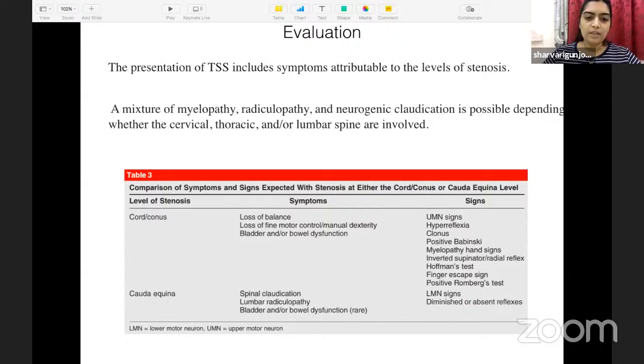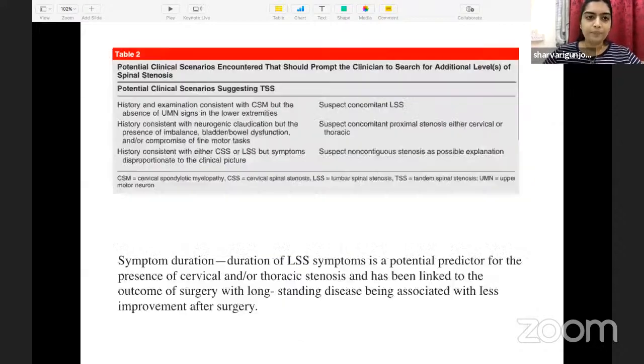So for the cord level, there may be predominantly loss of balance, loss of fine motor control, and bowel bladder dysfunction. There are also upper motor neuron signs like hyperreflexia. There may be a sustained clonus, a positive Babinski sign, and Hoffman sign may be positive. However, at the cauda equina level, there may be predominantly claudication, lumbar radiculopathy, and rarely bowel bladder dysfunction. In these cases, there are lower motor neuron signs. There may be diminished or absent reflexes.